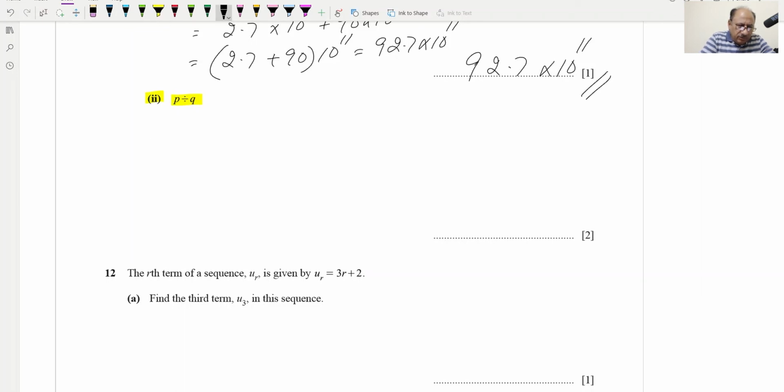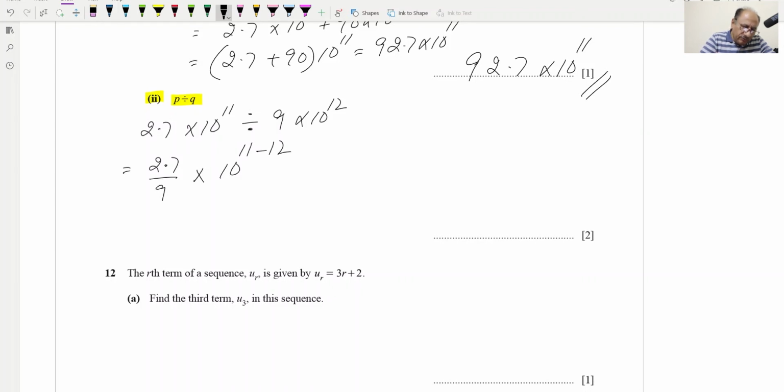So this will be division, so we can write 2.7 into 10 raised to the power 11. This will be the P value, and with the division sign, the Q value will be 9 into 10 raised to the power 12. And we can rewrite it as 2.7 divided by 9, and this will be 10 raised to the power 11 minus 12, because this is division, so powers will be subtracted, so it will be like this one.